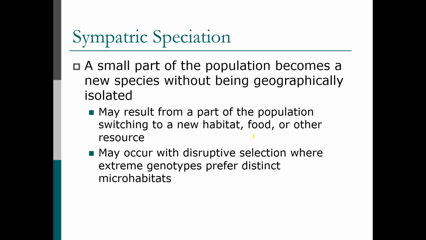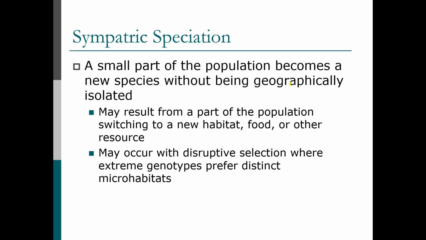So it could be some kind of behavioral thing, it could be some kind of resource partitioning, something's going to happen. It could be an example of disruptive selection, where maybe you have the extremes favored, and over time they kind of become their own species. They tend to mate within their own extreme group. And so what can happen is we have speciation, but it's not because they were physically isolated.